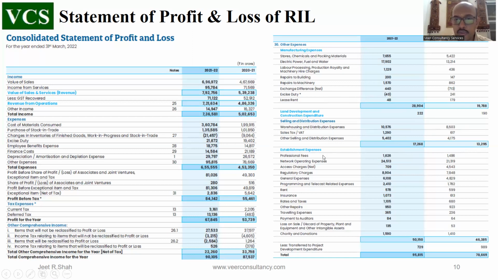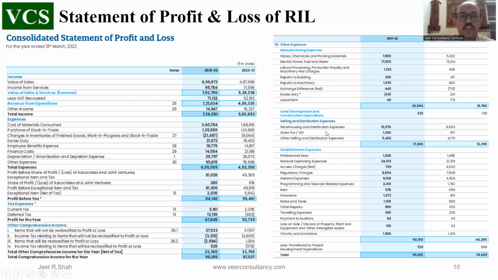Then we have establishment expenses, where we have professional fees, network operating expenses. So all these things are put in over here. You can also see charity and donations, okay, which they have put as a part of their establishment expenses. Now we are going to understand this more in depth in the class, okay? And why do they donate? Is it actually for the donation purpose? So this will be seen when we meet in the class.